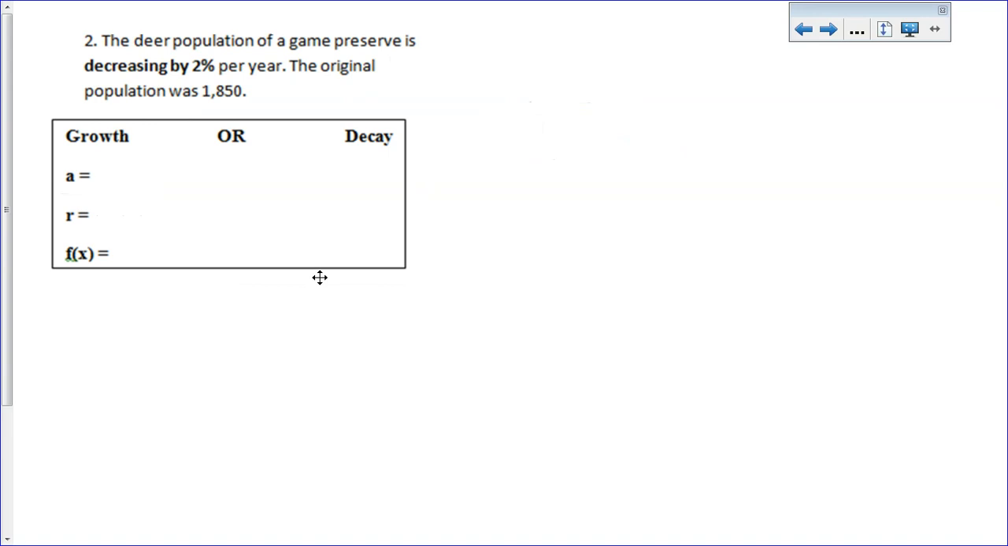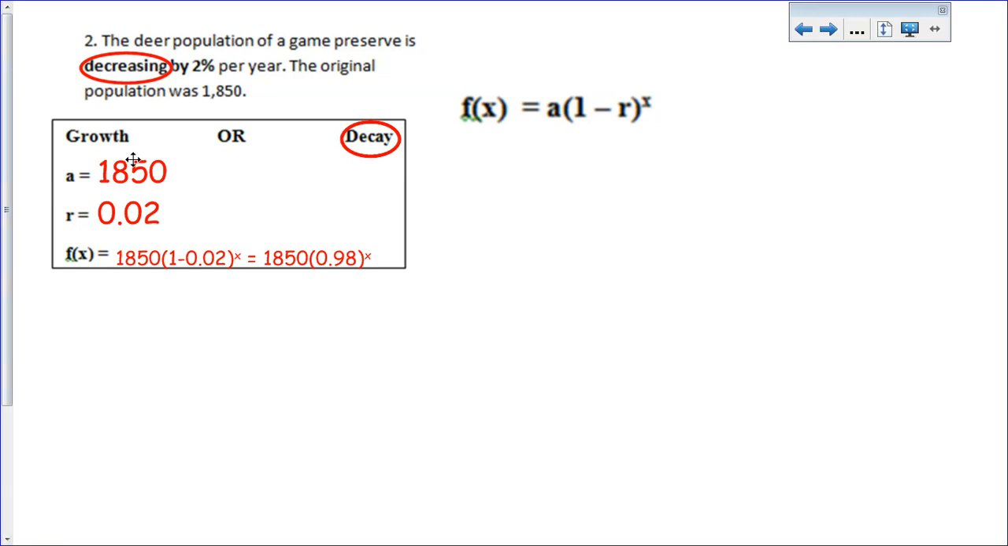All right, so a second example. The deer population is decreasing by 2%, and you started with 1850. So this would be an example of decay. You would use the formula based off of that. And here would be your values. 1850 is your original. Your rate of decrease is 2%. So when you plug these things into the formula, 1 minus 0.02, you should actually get a base of 0.98. So either one of those is acceptable.